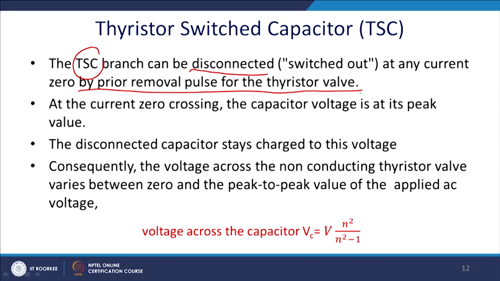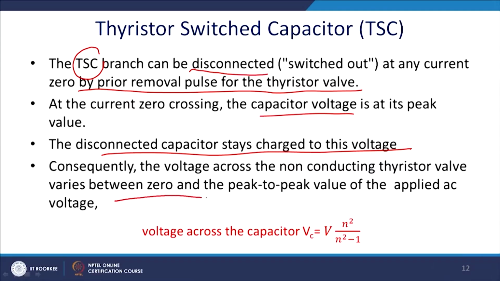At zero current crossing, the capacitor voltage is at peak value. So, we have to keep in mind these things. The capacitor is holding the maximum value when you are switching off the thyristors. Thus, the disconnected capacitors stay charged at this voltage, and you require to find an alternate safety mechanism to discharge the capacitor.